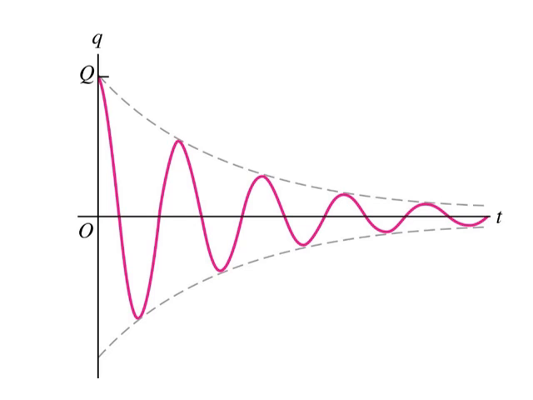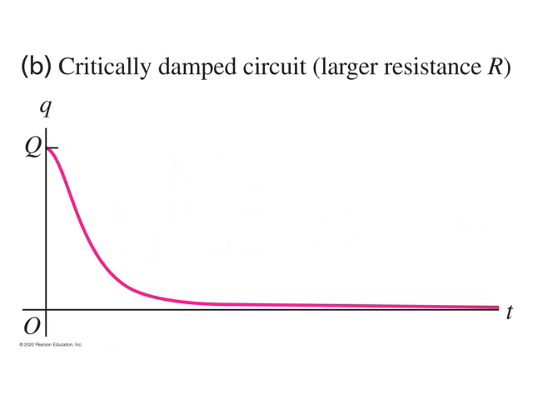So what we would get is a damped motion, just like we have with masses on springs, where you have some damping in the system. Same thing happens here where the damping is introduced by the resistance. And of course, you can get critically damped circuits.